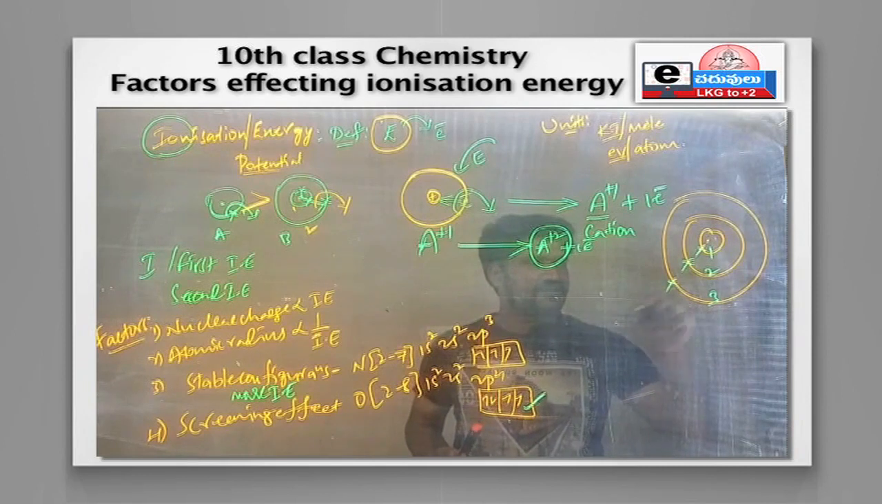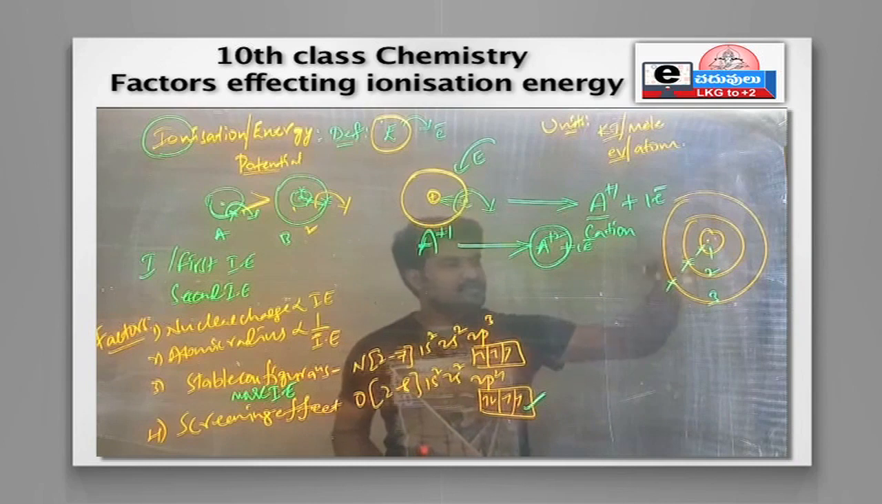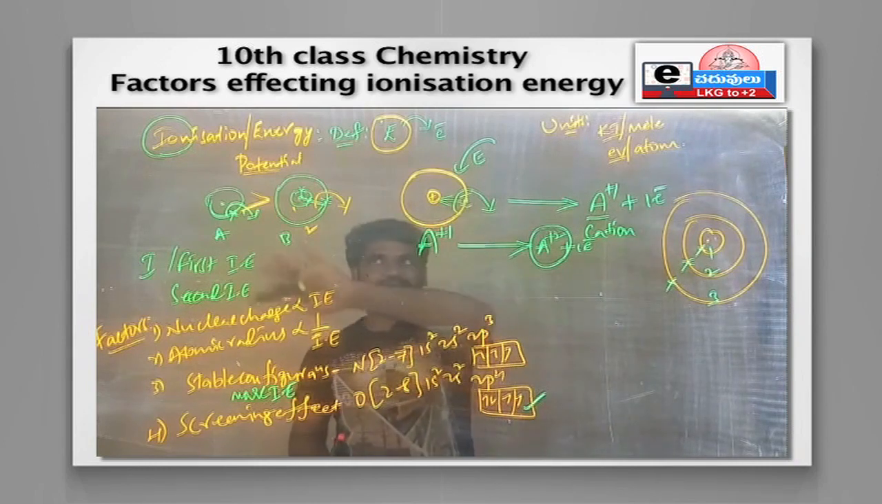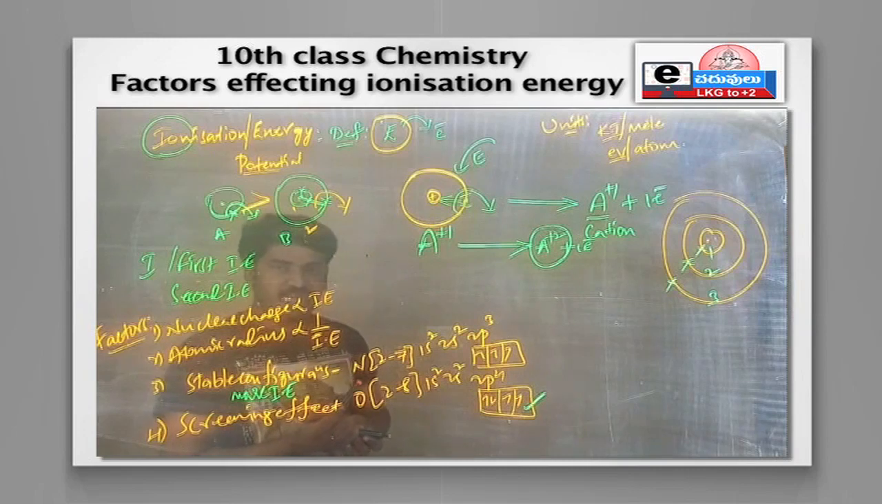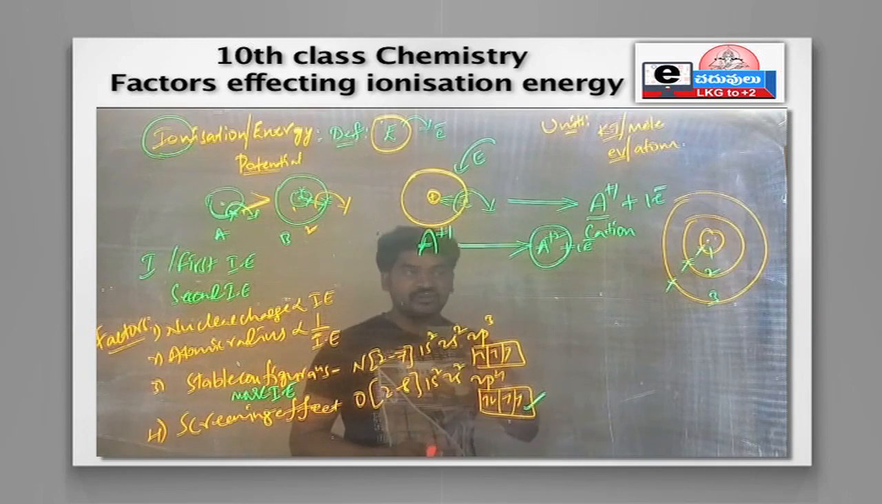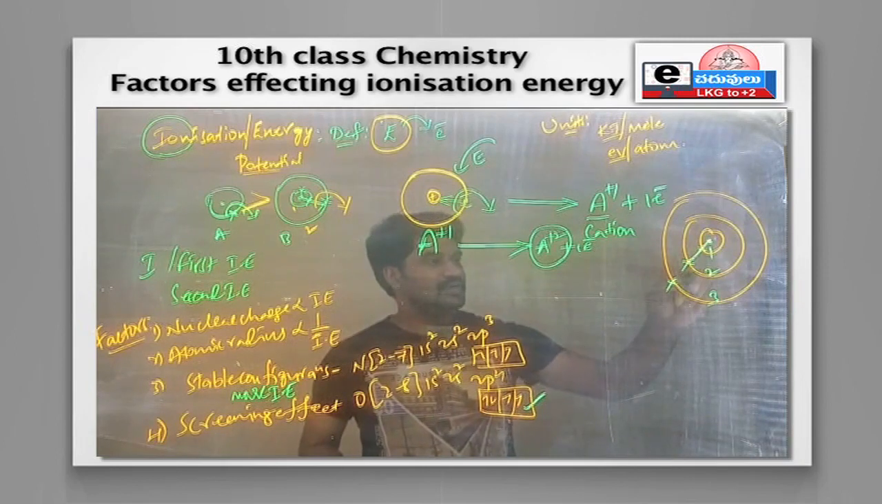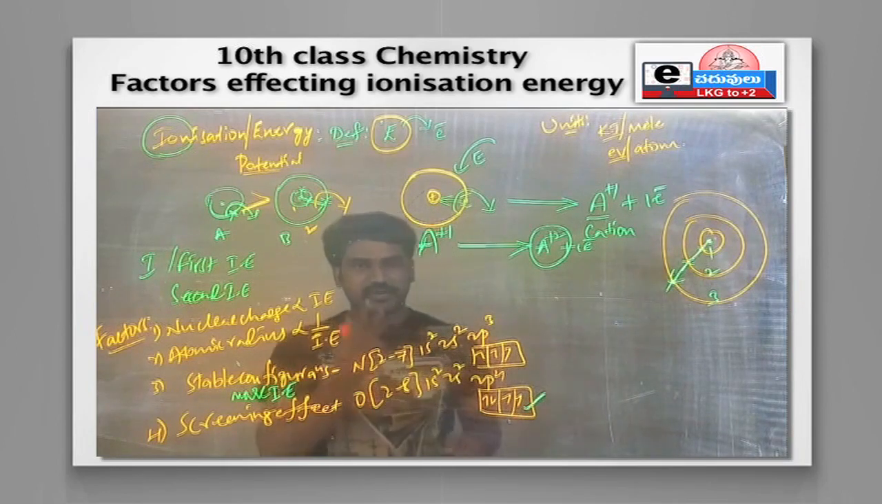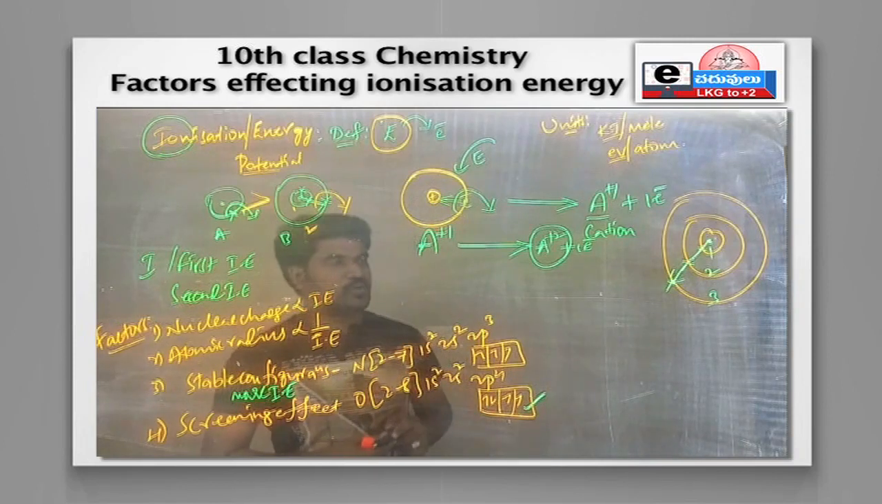Suppose one electron is here, one electron is here, and one electron is here. From the third orbit we need to remove an electron as per our ionization energy. So from where? From the third orbit. Now, from here to here some attraction is working. Which attraction is that? Nuclear attraction is working over there.